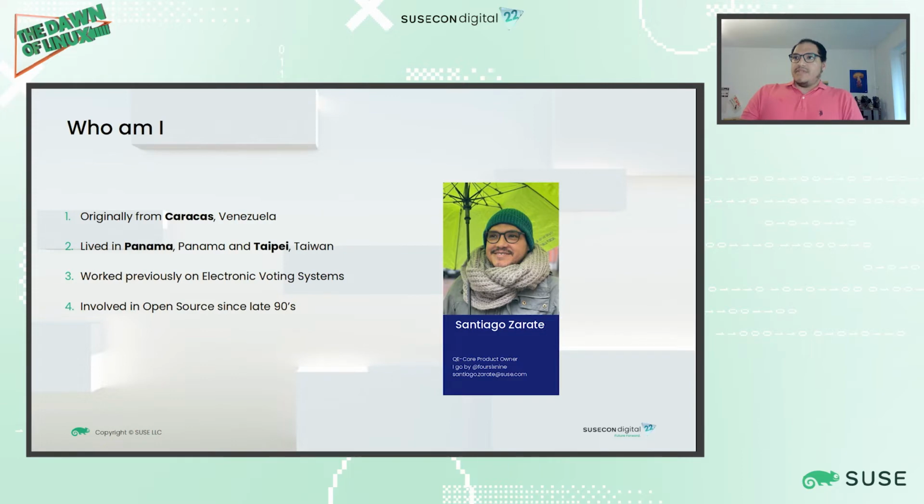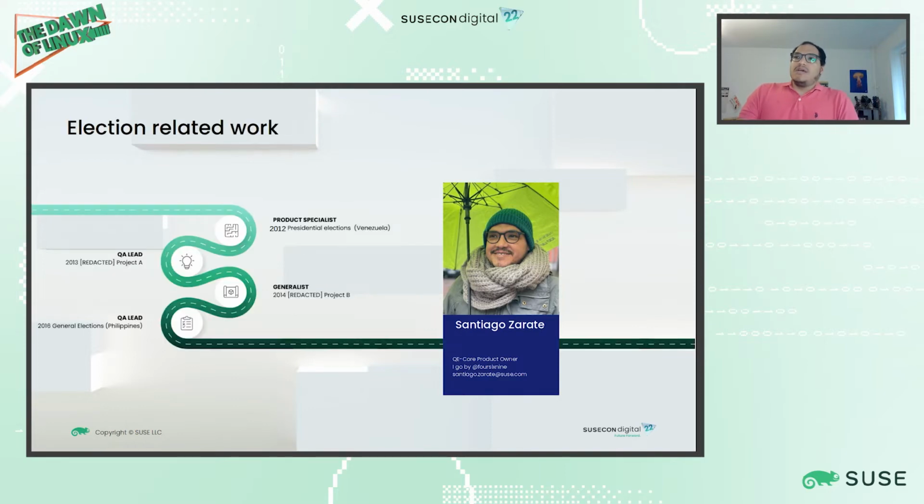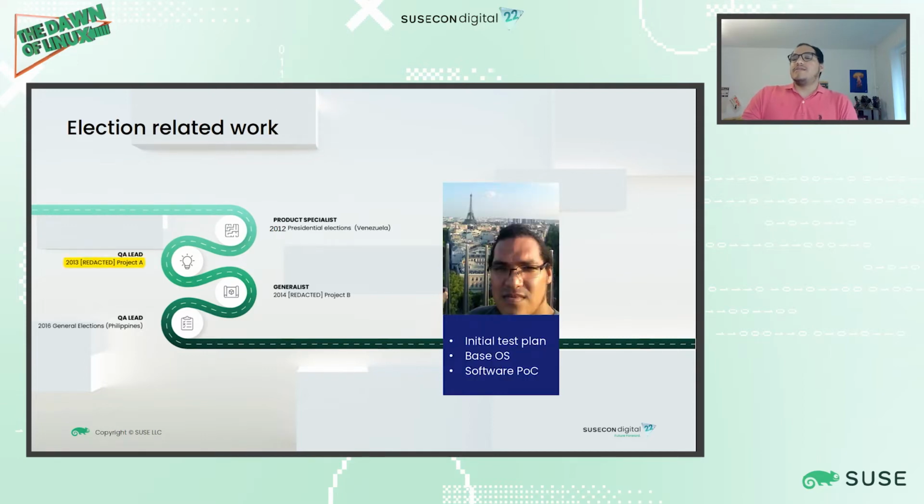Originally, I'm from Caracas, Venezuela. I have lived in a couple of different countries, and I used to be a developer. But in my previous job, I was working in a company that was doing electronic voting systems. So I have been around for a little bit. Since 2012, I was working for this company.